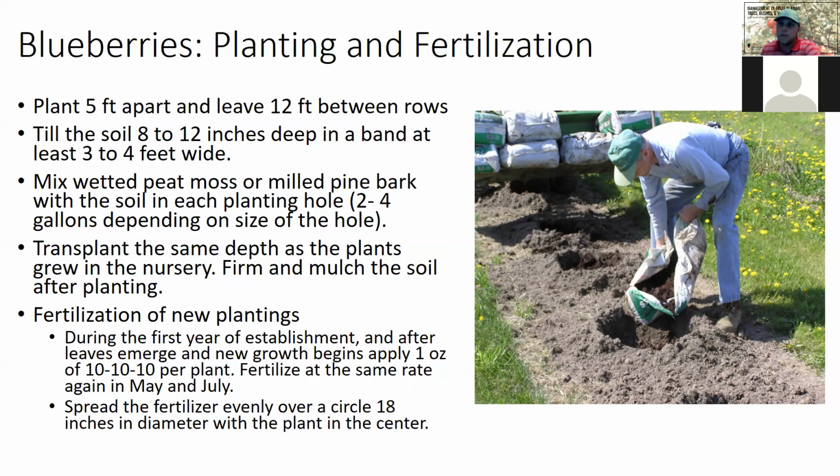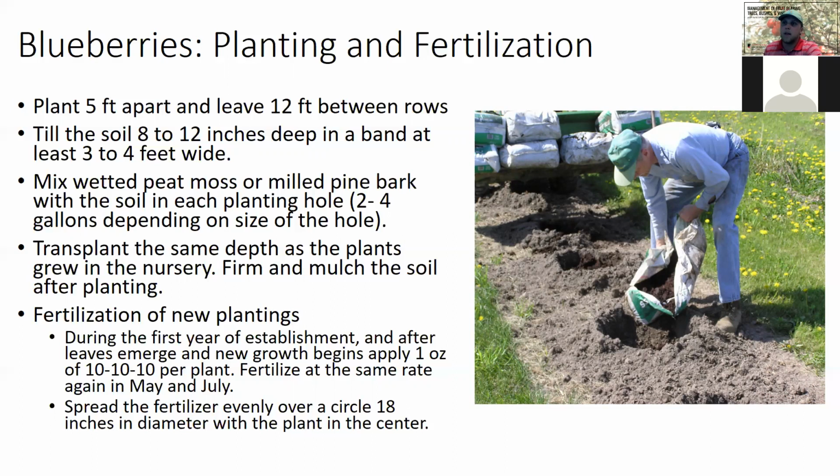Fertilization of new plantings: during the first year of establishment and after leaves emerge and new growth begins, apply 1 ounce of 10-10-10 per plant. Fertilize at the same rate again in May and July. So you have 3 times there. It's not a lot. 1 ounce. You can over fertilize blueberries, and you will burn them up if you're not careful. So just make sure you're only using 1 ounce when you plant.